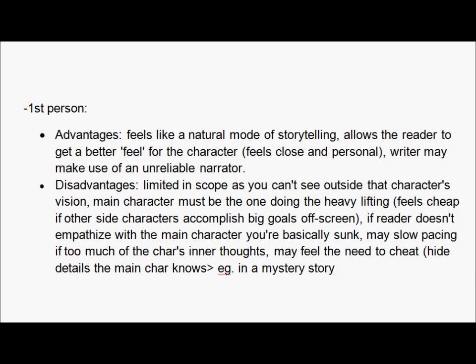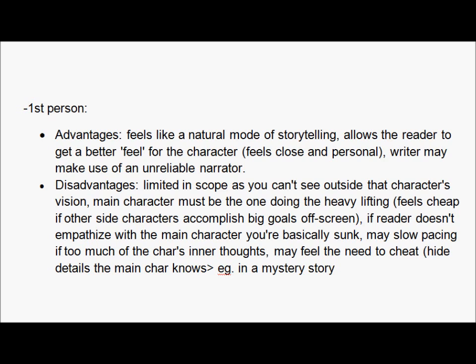So that's their thought, and it's completely valid, but the reader will understand that there's a little bit more here than meets the eye. So you can use an unreliable narrator, and this has been done extremely well by authors in the past, so definitely an advantage to first person. Disadvantages. You are limited in scope as you cannot see outside that point of view character's vision. That main character basically has to see all the important action to make up your plot.